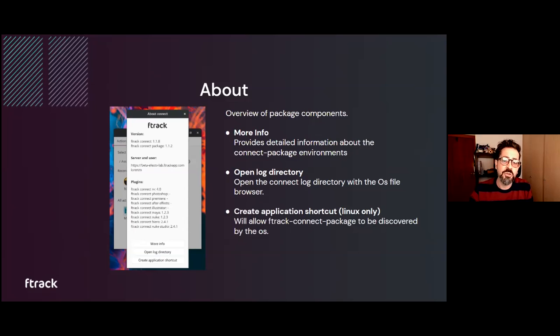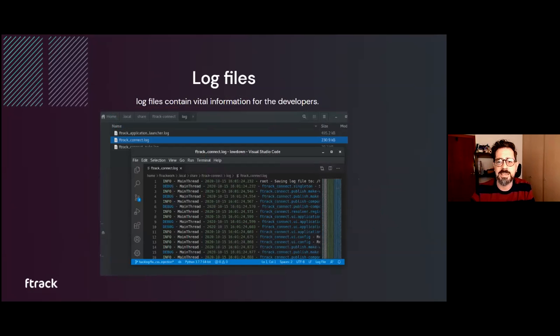The create application shortcuts is a button that will appear just under Linux, and what it provides is just a simple way to have ftrack-connect integrated into your desktop environment. It will create the desktop files, and this way you can search for ftrack-connect among all the other applications installed on your system. So, log files. Let's take a second about log files.